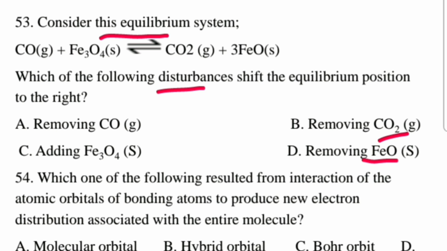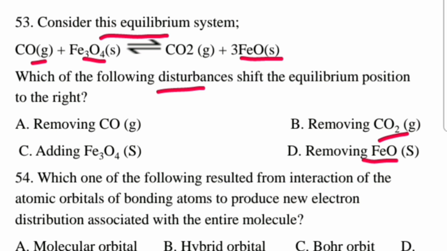In this chemical equilibrium, carbon monoxide is in gas form, iron oxide is a solid, carbon dioxide is a gas, and iron is a solid. Pure solids and pure liquids do not appear in, or do not participate in, the equilibrium constant expression. Only the gases participate. So the equilibrium is affected only by the carbon monoxide gas and the carbon dioxide gas.